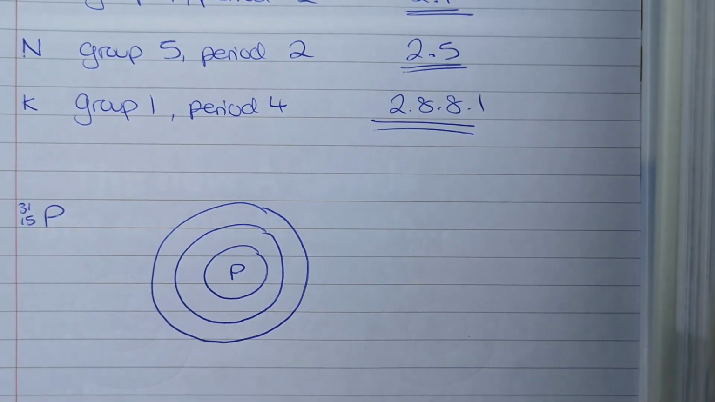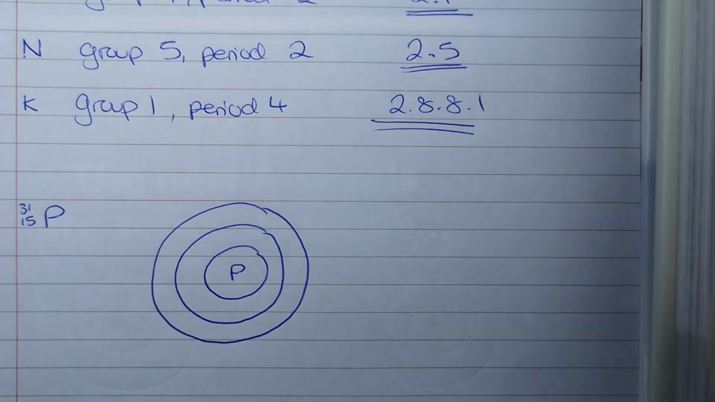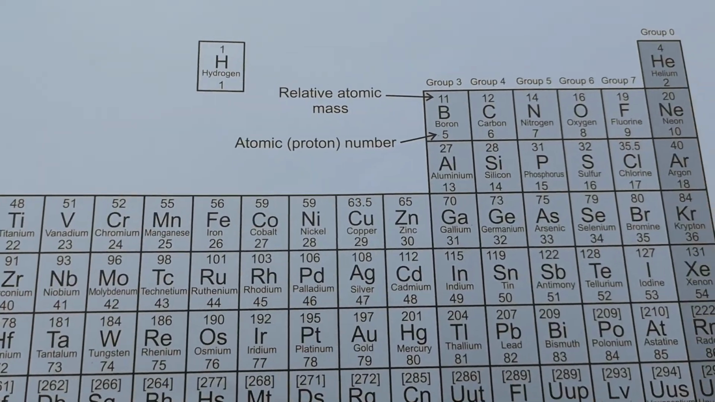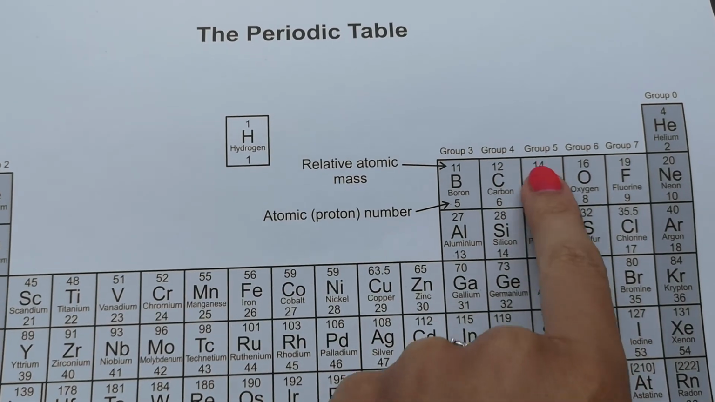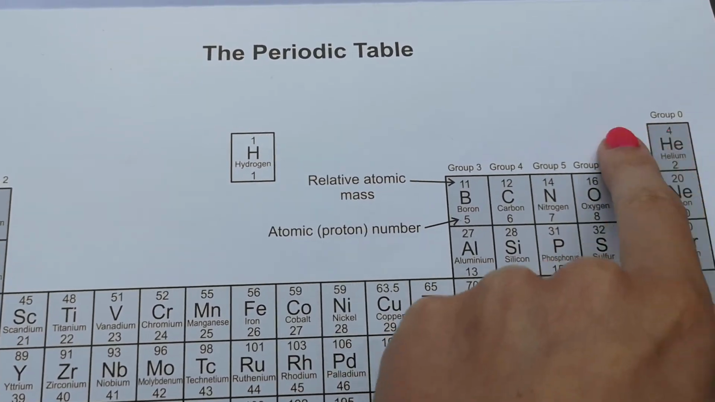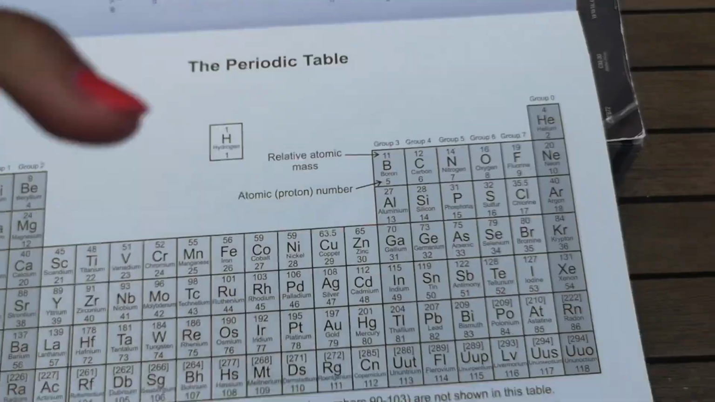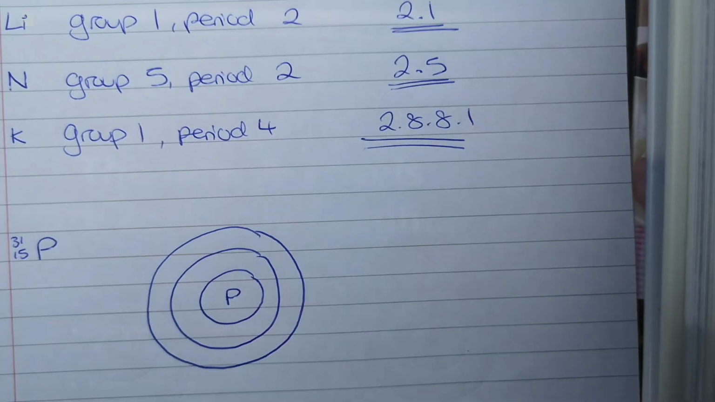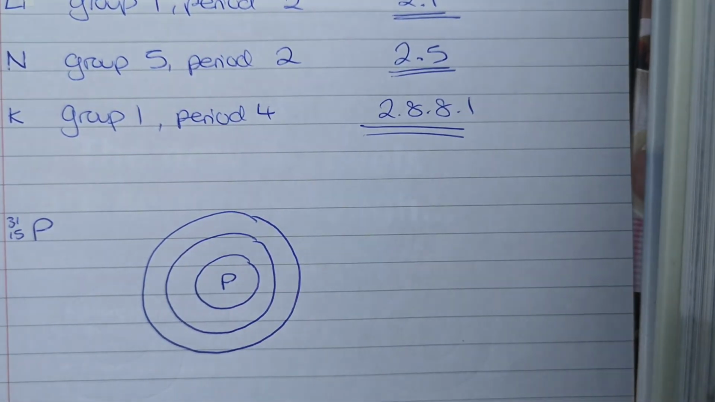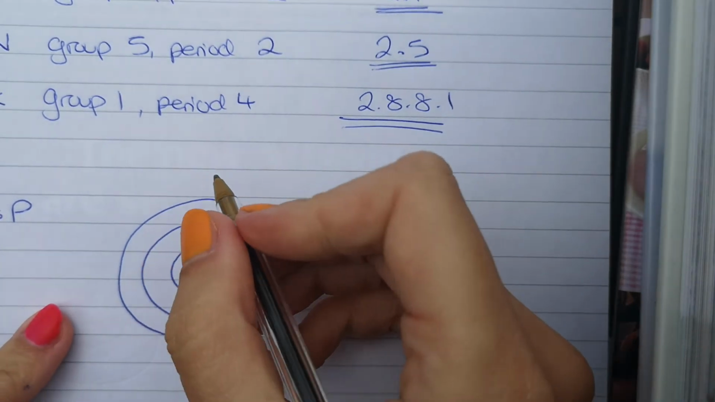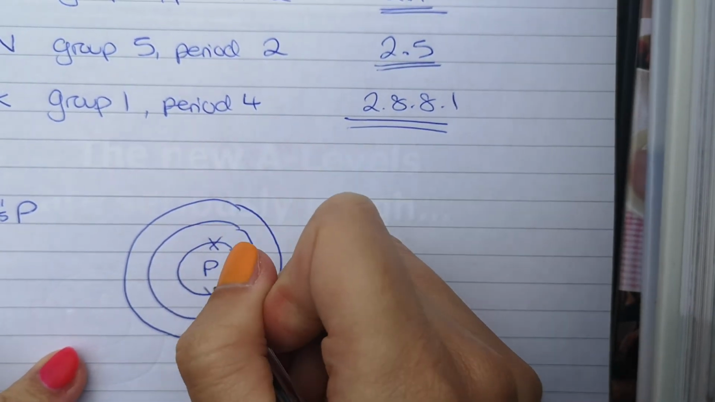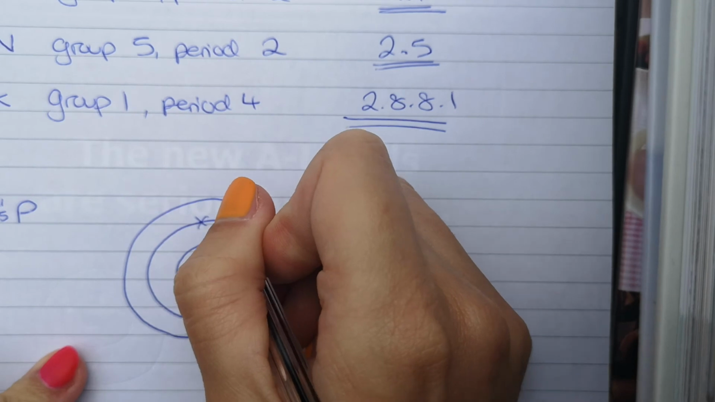Phosphorus is number 15 on the periodic table. So if I just show you where it is on the periodic table, it's here. So it's in group 5 and it's in period 1, 2, 3. So we would expect it to have 3 electron shells and 5 electrons on its outside shell. So we've got 15 electrons to use. So we'll pop 2 on the middle and then 8.